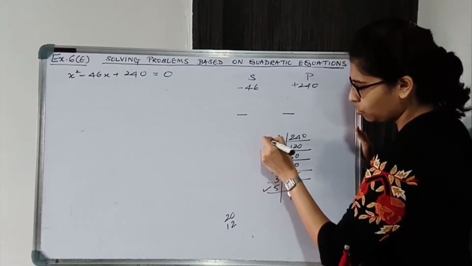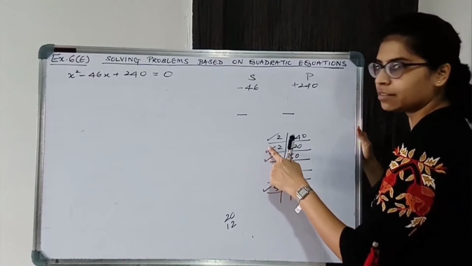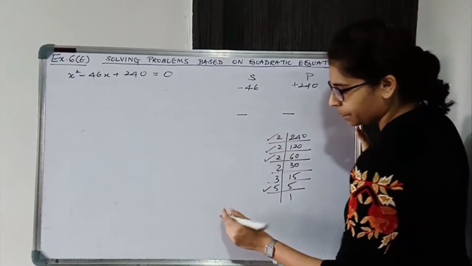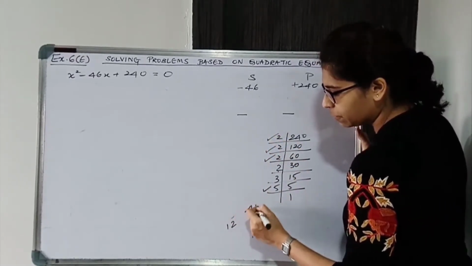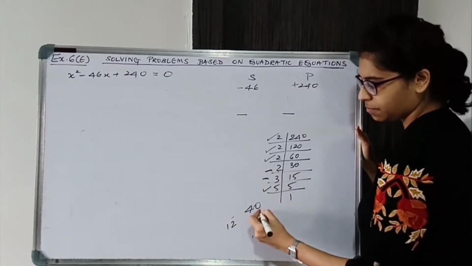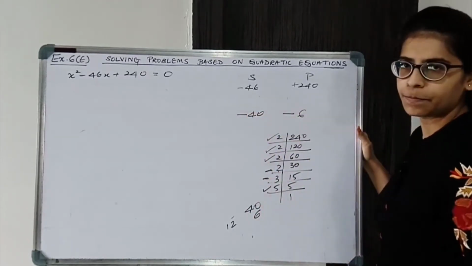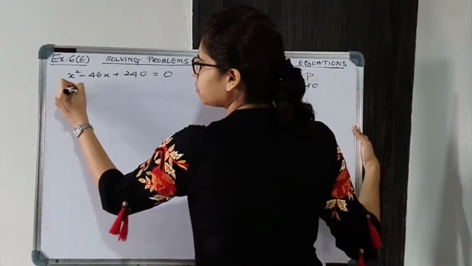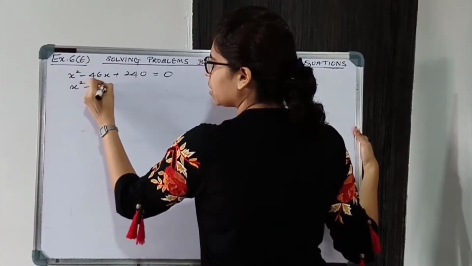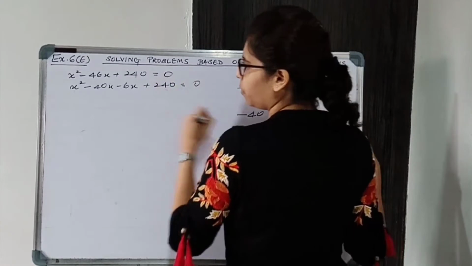5 2s are 10, 10 2s are 20, 20 2s are 40. So 40 will be one factor and 3 2s are 6. Yes, on adding we are getting x square minus 40x minus 6x plus 240 is equal to 0.